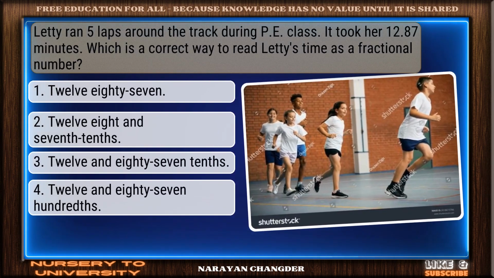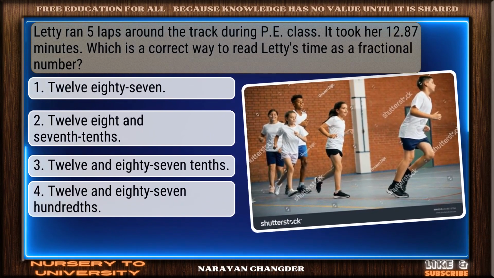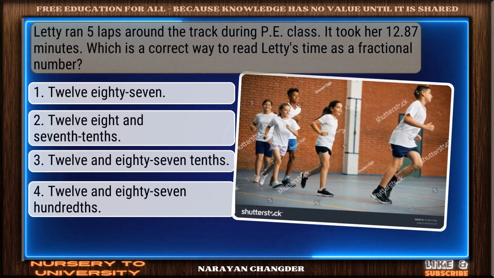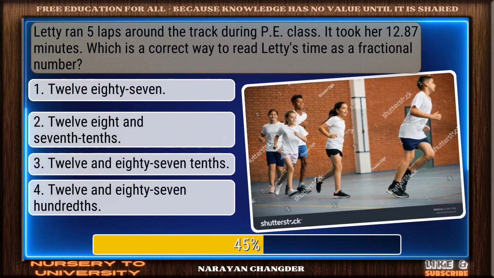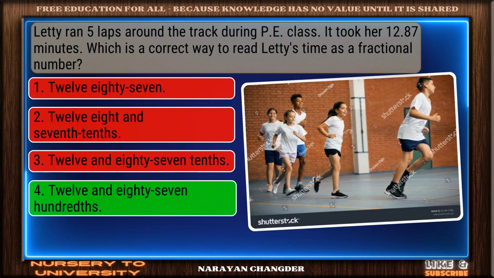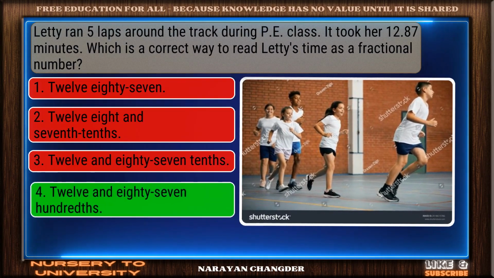Letty ran 5 laps around the track during PE class. It took her 12.87 minutes, which is a correct way to read Letty's time as a fractional number. Solid response. 12 and 87 hundredths is a valid choice.